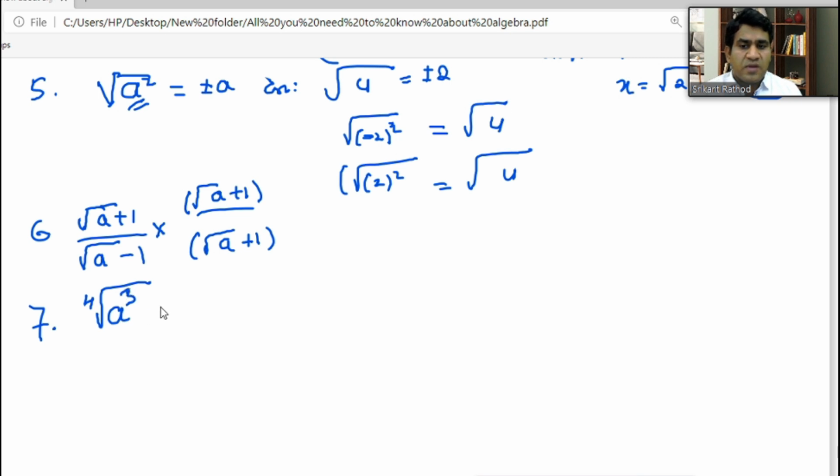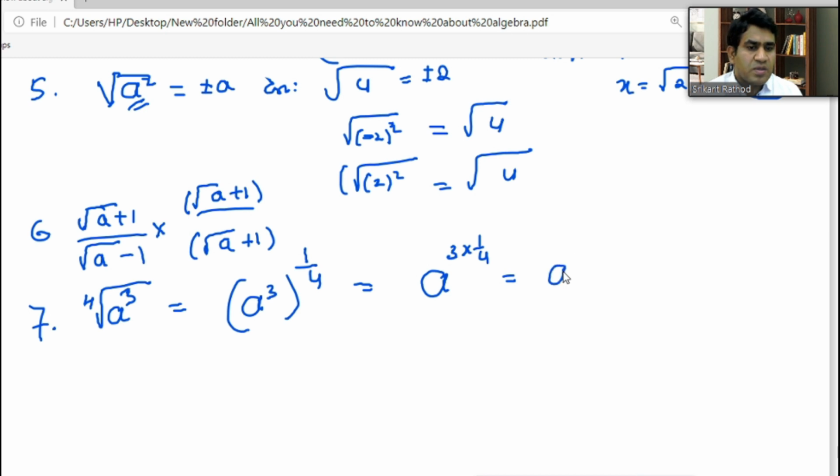So this fourth root of a cube can also be represented as a to the power 3. Whatever the root we are talking about, it should always go with 1 by 4. But here in our case, the inside term is a cube, so that is a cube to the power 1 by 4. Now I can use the exponential rule, a to the power m times n. So this can also be written as a to the power 3 times 1 by 4, which is as good as a to the power 3 by 4. So the fourth root of a cube can be written as a to the power 3 by 4.